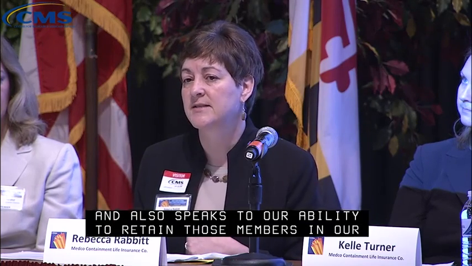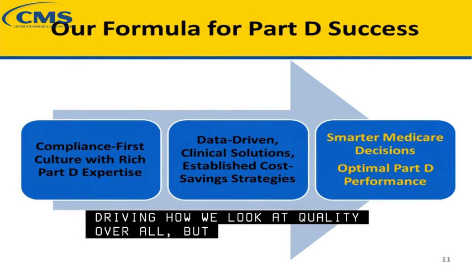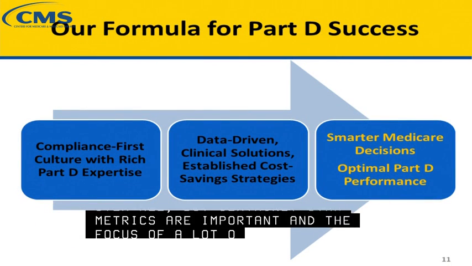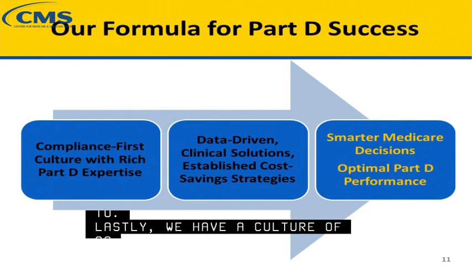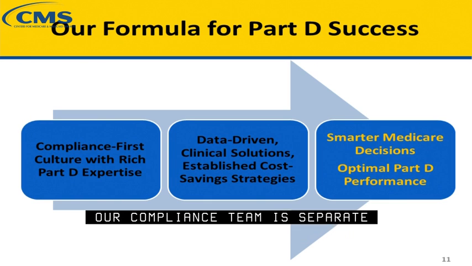We gave a few examples of some of the metrics and initiatives that are driving how we look at quality overall, but certainly our star metrics are also very important and a focus of a lot of the discussions in these various groups I made reference to. And lastly, we have a culture of compliance. Our compliance team is separate from our government programs team, but works very closely in making sure that all of our initiatives are aligned throughout the organization.